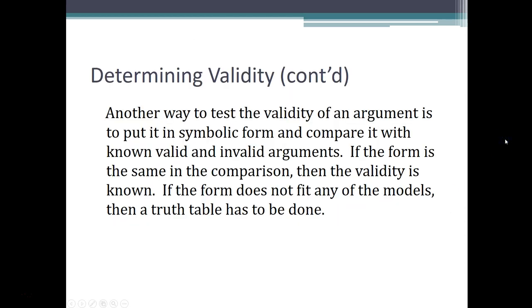Alright, now after you do a lot of these, you're going to start seeing some familiar forms over and over again. And there are some specific known argument forms that have names because they come up so much and because they're so well known. And if you identify your argument to be in that form, then you can stop right there and not do a truth table and say, I know this is valid because of this, or I know this is invalid because of that, and be done with it.